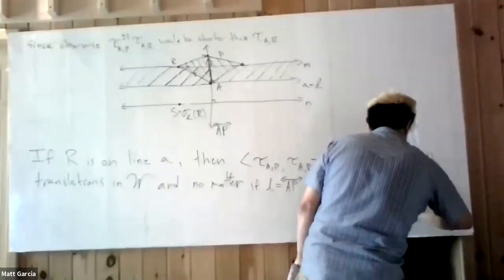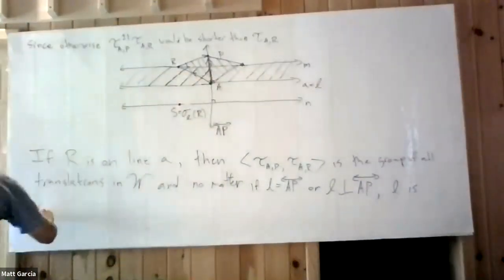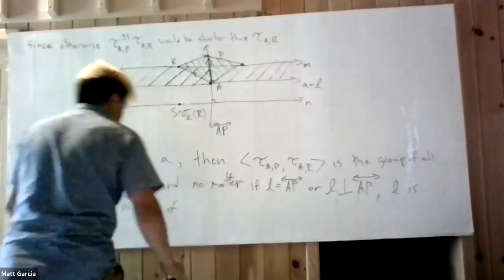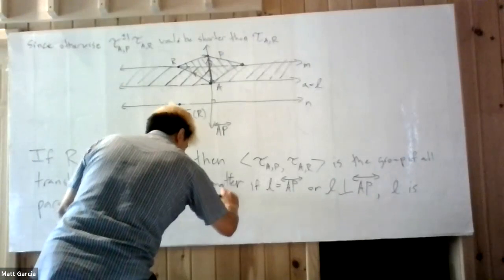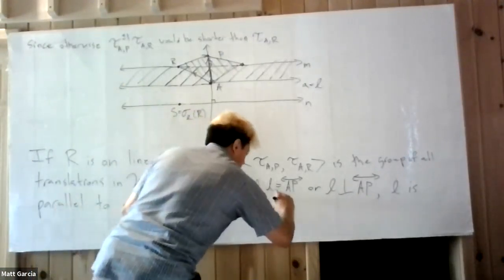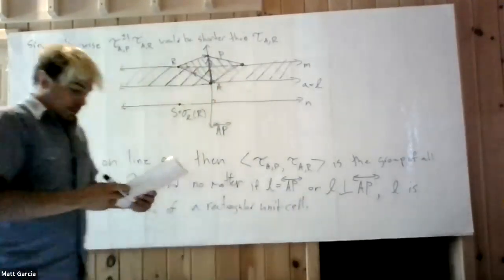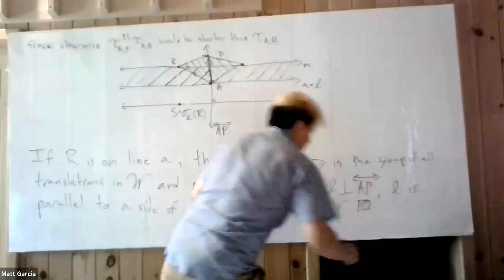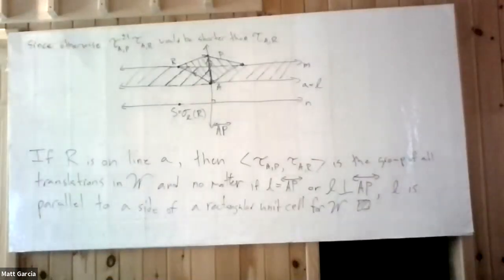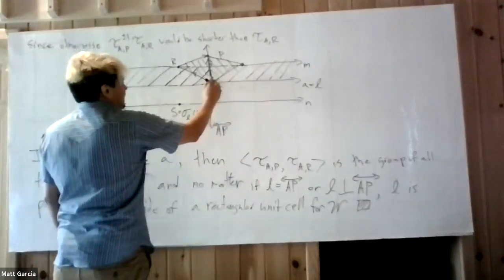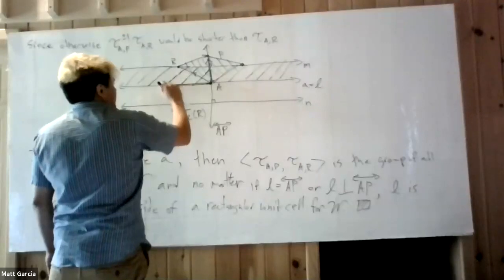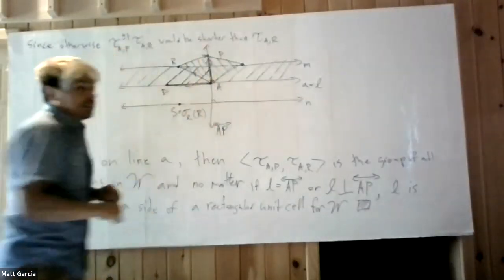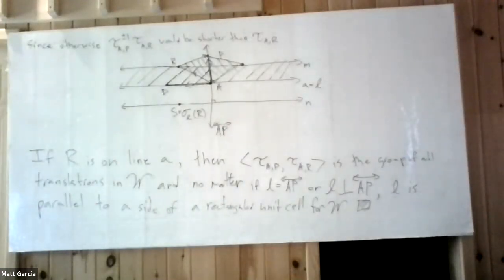L is parallel to a side of a rectangular unit cell for W. So in this case, you just get some translation that is in a vector that's orthogonal to the vector for the translation from A to P. So therefore you get a rectangle for a unit cell.